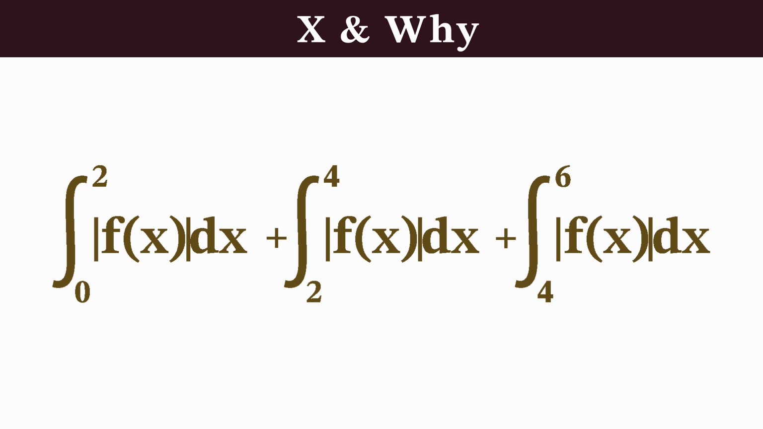Now check the sign of the function in each interval. If the function is positive, just remove the absolute value. If it's negative, remove the absolute value, but make the expression negative. Finally, evaluate each section separately, then add them all together.